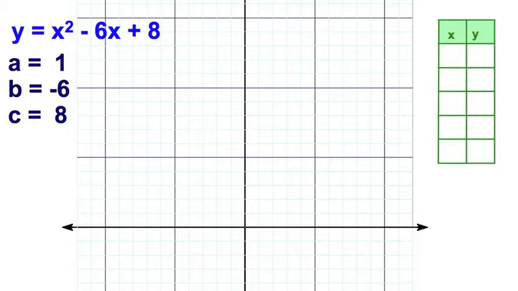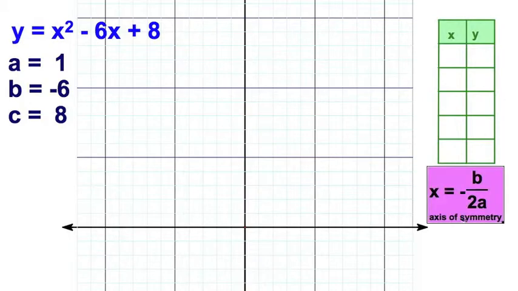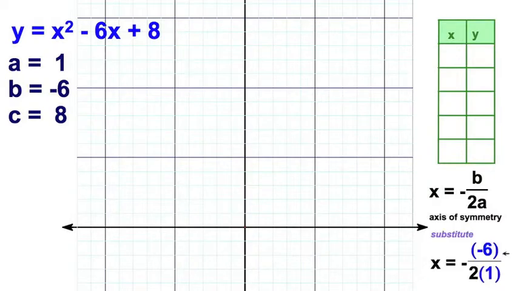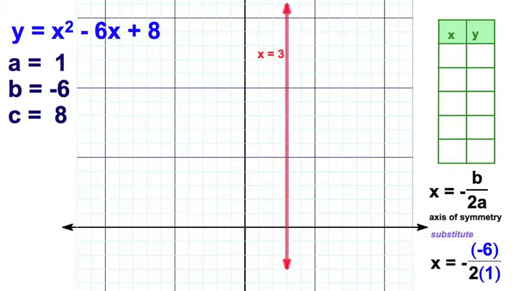So here we go to find the axis of symmetry. That's how we're going to draw this. We go right away to this very convenient formula that x is equal to the opposite of b over 2a. I'm going to substitute my values for a and b, and right there I've got the opposite of negative 6 over 2. That looks to me like it's going to be 3. So x is equal to 3.